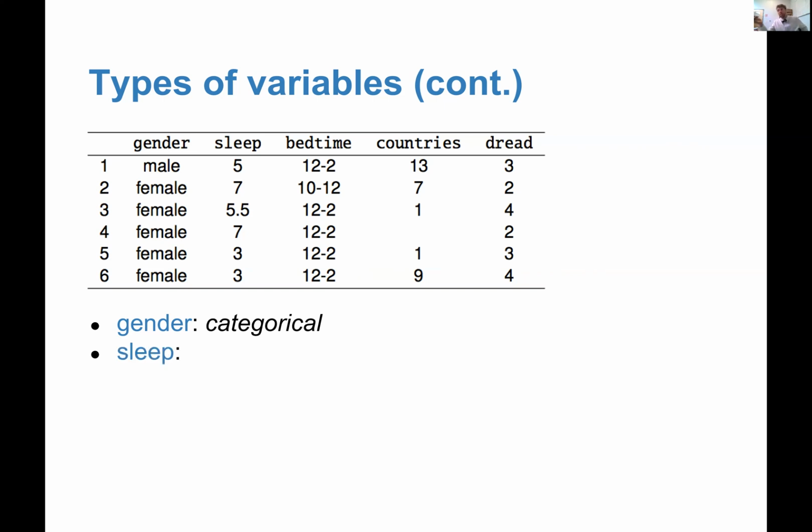Okay, now let's think about sleep. Let's look at some of the examples. 5, 7, 5.5, 7, 3, 3. Who are those people? Like, that's crazy. All right. So these crazy people sleeping 3 hours a night.